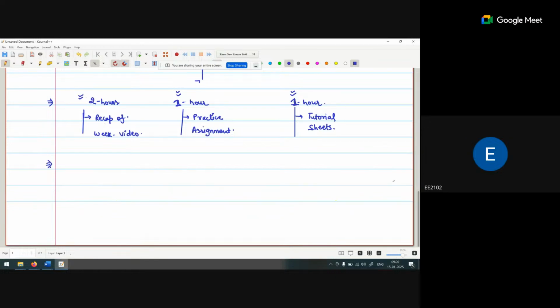Now, if we are talking about the quiz part, quiz 1, quiz 2, and the end term, till now all three are subjective. That means a pen paper exam.